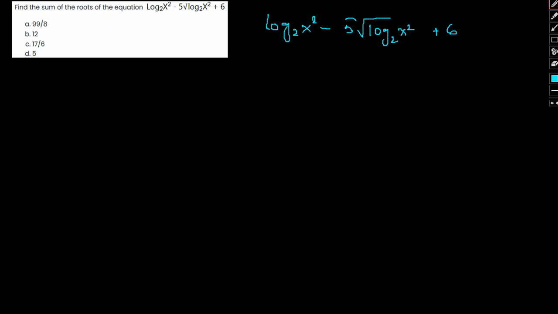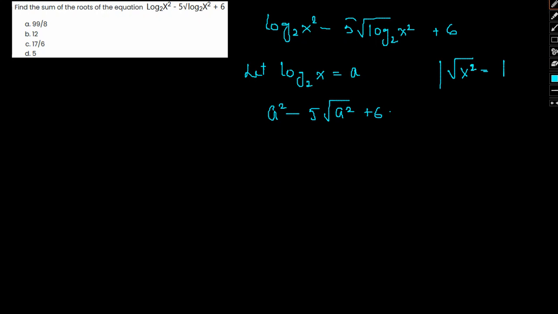So let me do one thing. Let log base 2x equal to a. Okay, so this I can write as a square minus 5 root a square plus 6. Now try and understand something. Suppose we have root under a square. Let me use x square instead of a. This can be written as mod x.